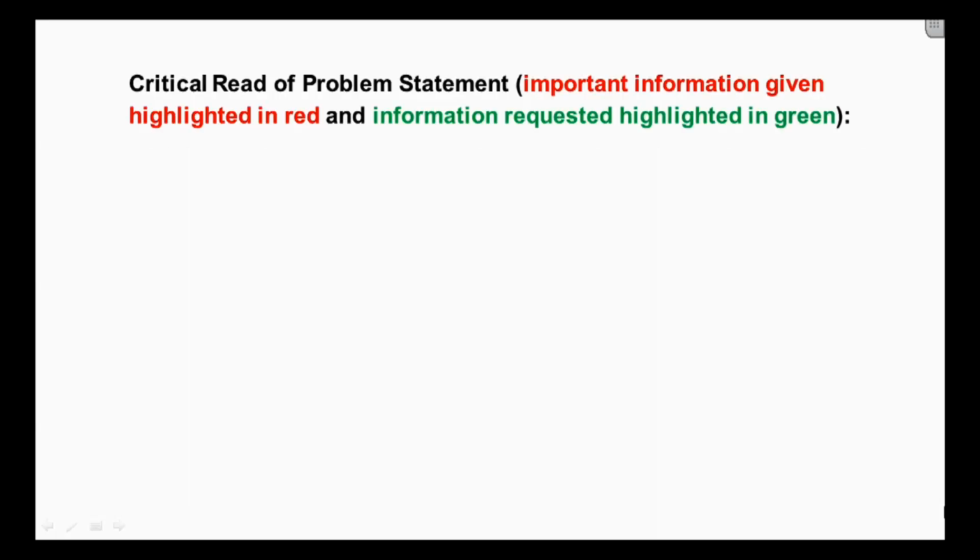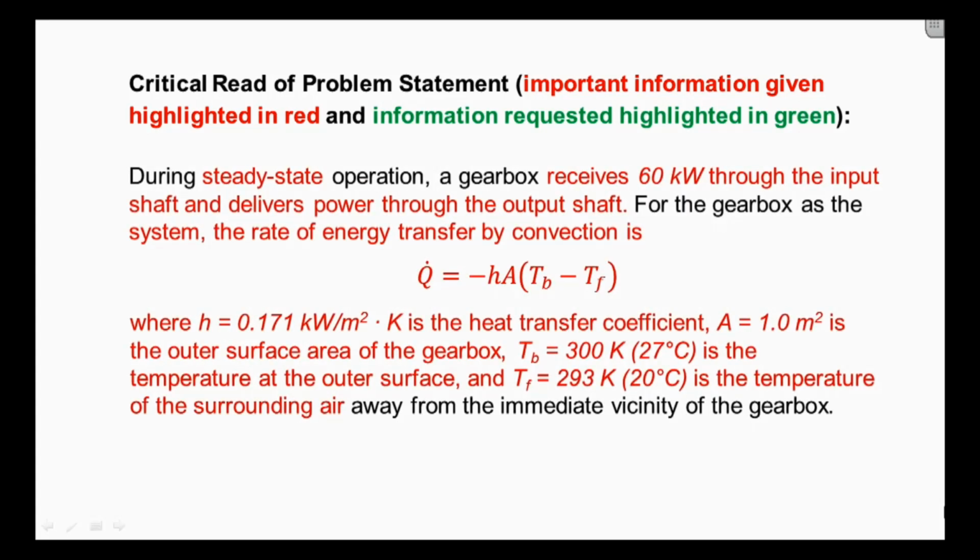First, let's do a critical read of the problem statement, highlighting in red the important information given and in green the information requested. During steady state operation, a gearbox receives 60 kilowatt through the input shaft and delivers power through the output shaft.